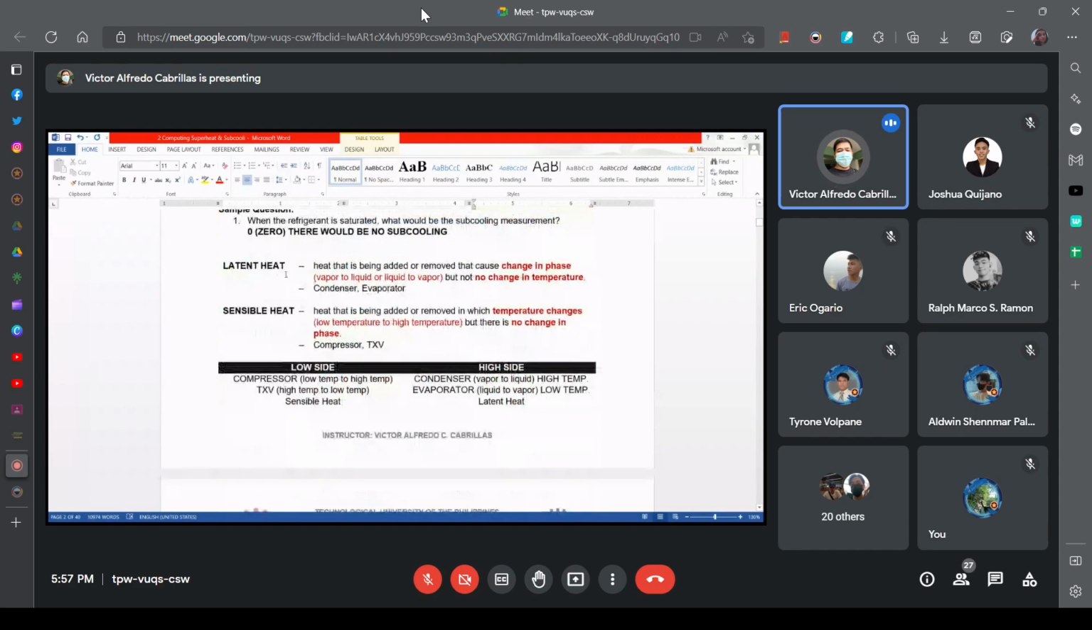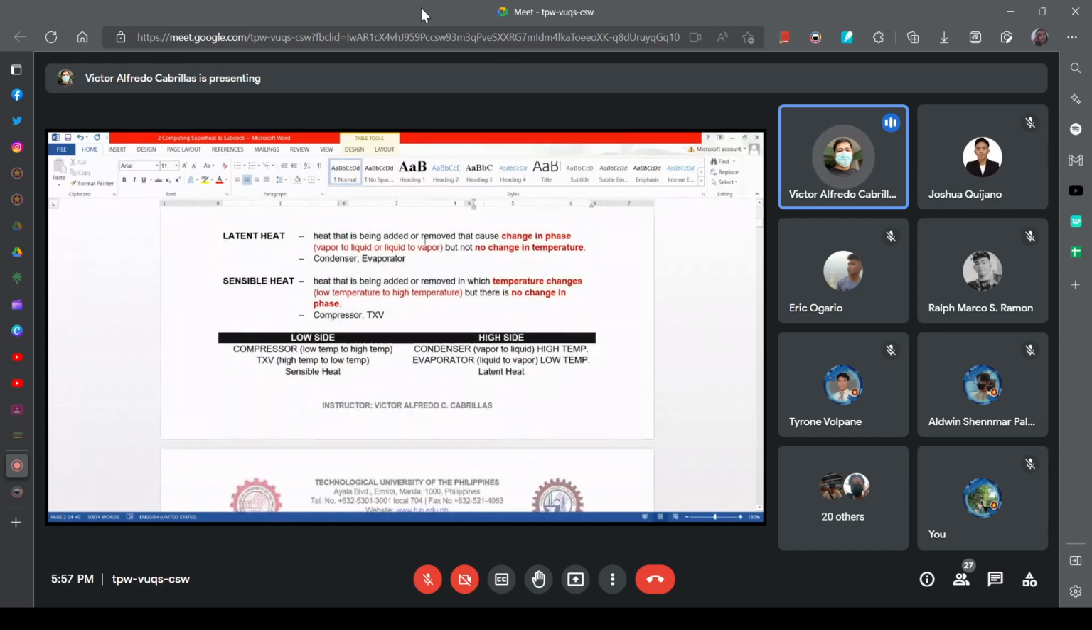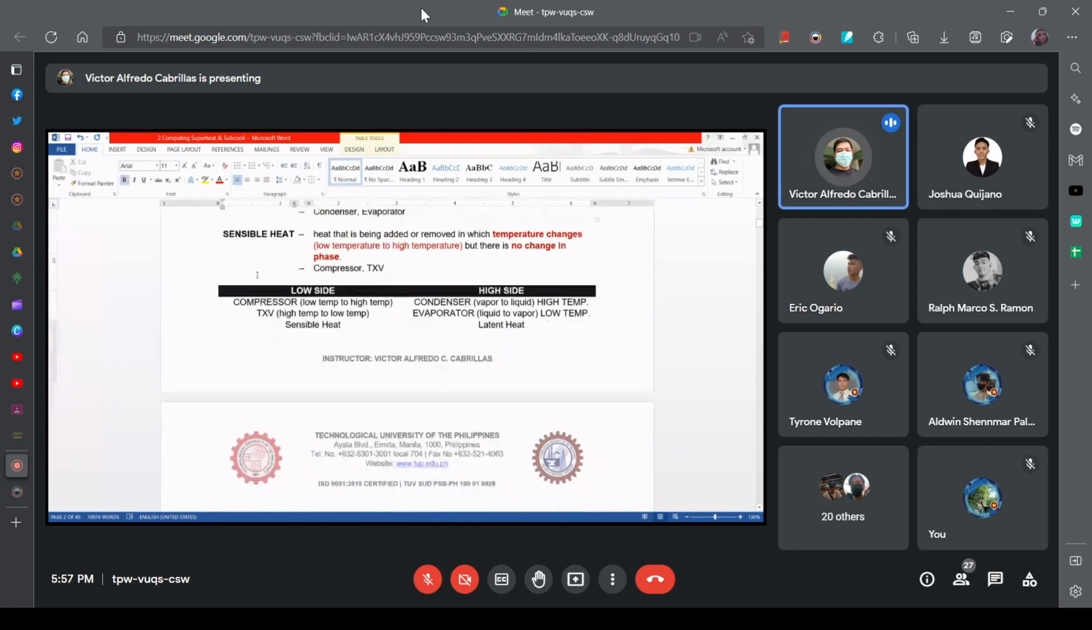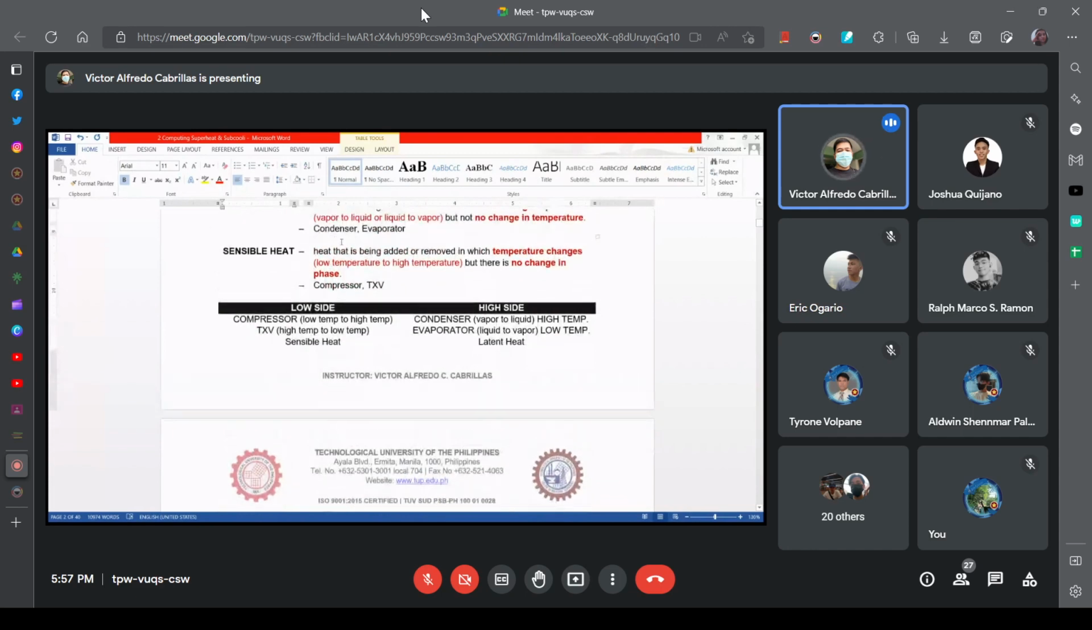So yan yun. So that's why it's important na alam nyo kung saan nyo ipipinpoint yung mga state ng refrigerant. So when we say latent heat that is being added or removed that cause change in phase, for example, vapor to liquid or liquid to vapor, but no change in temperature. So sa condenser and sa evaporator, nandyan yung latent heat natin matatagpuan. Sensible heat, heat that is being added or removed in which temperature changes, low temperature to high temperature, but there's no change in phase. So still in its vapor state, which can be found in compressor and the thermostatic expansion valve.